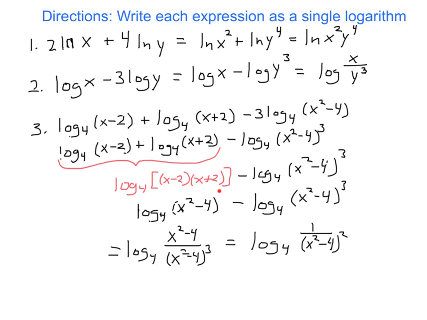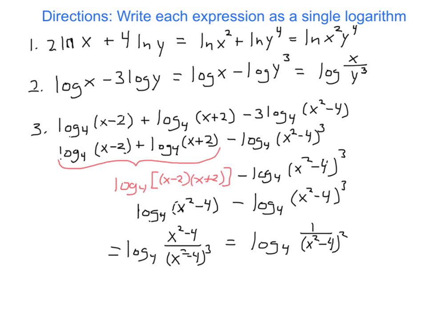Now, I can simplify this. X minus 2 times x plus 2, that is a difference of 2 squares. So if I multiply that out, I will get x squared minus 4. So log base 4 of x minus 2 times x plus 2 is just going to be log base 4 of x squared minus 4 minus log base 4 of x squared minus 4 to the third power. Well, by property 6, I'm subtracting. So that's going to be log base 4 of x squared minus 4 over x squared minus 4 to the third. I can then reduce that, and I'll get log base 4 of 1 over x squared minus 4.